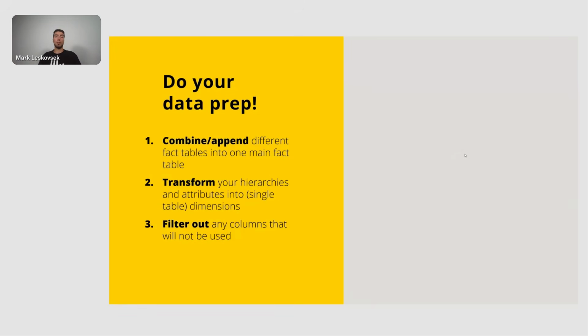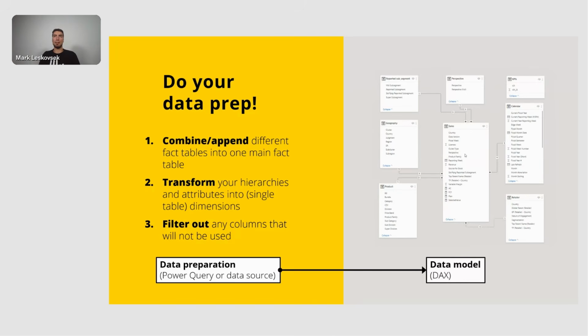Okay, so if you want to have performant reports, there is no avoiding this. You need to do your data and model preparation. You need to append different fact tables into one main fact table, transform your hierarchies and attributes into single dimensions, and filter out any columns that will not be used. Any unused columns should ideally be filtered out. Now, you can do this either in Power Query or ideally even at the data source. And for some specific measures and calculations, you can do it in DAX later on.